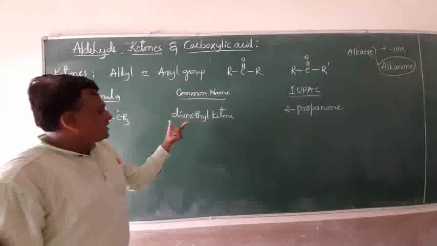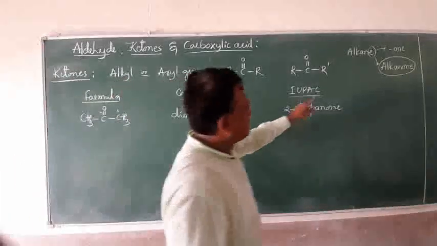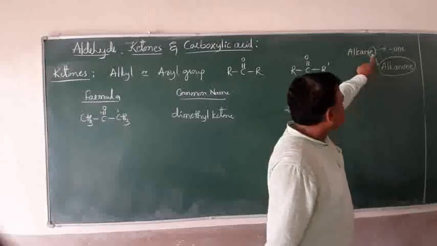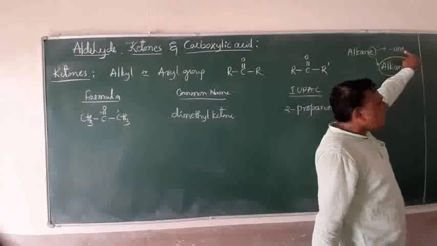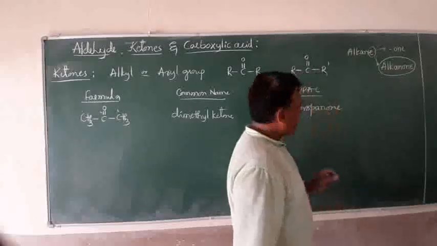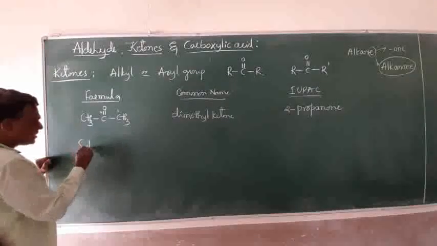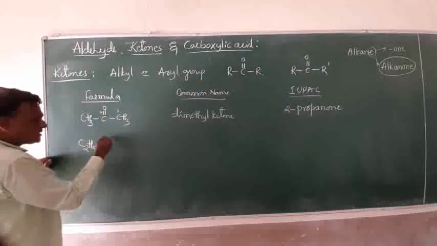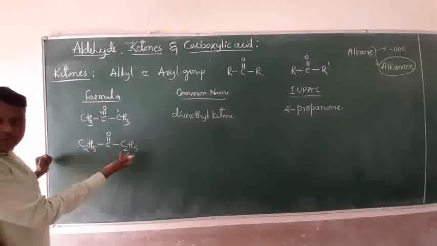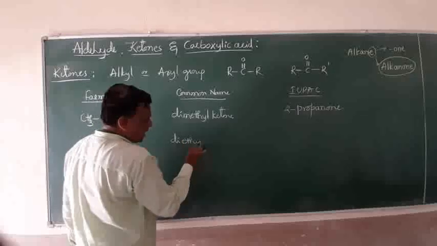In the common system we mention the alkyl groups, but in IUPAC, which depends on the alkane, the last letter E is replaced by the suffix ONE. Now the total IUPAC nomenclature is alkanone, like 2-propanone. Now this is C2H5, C double bond O, C2H5. Use symmetric ethyl groups, meaning the same, diethyl ketone.